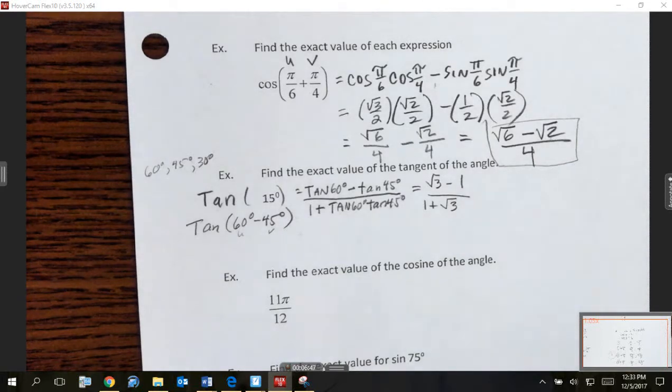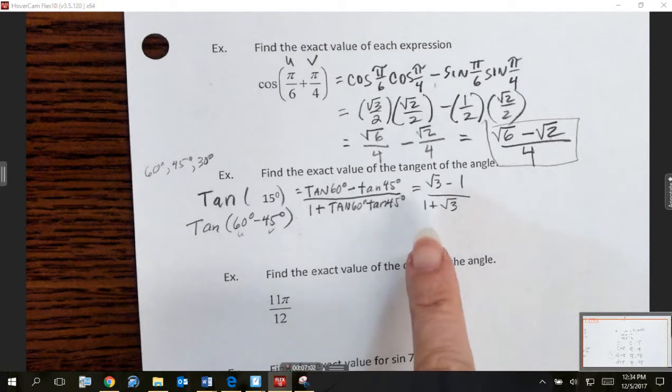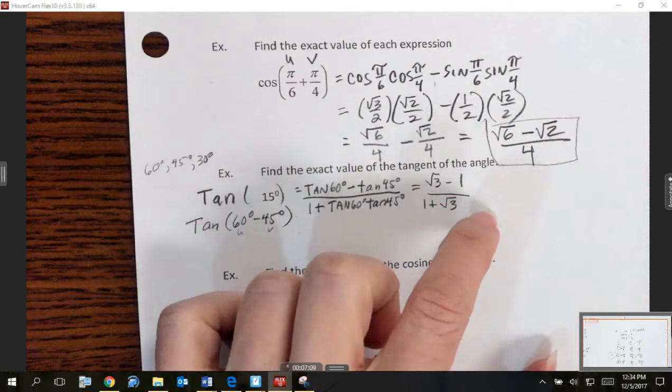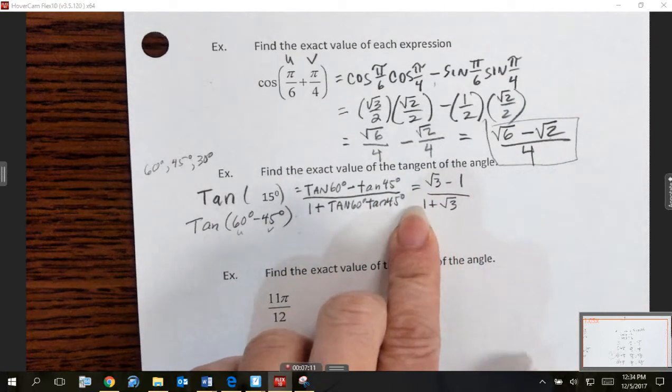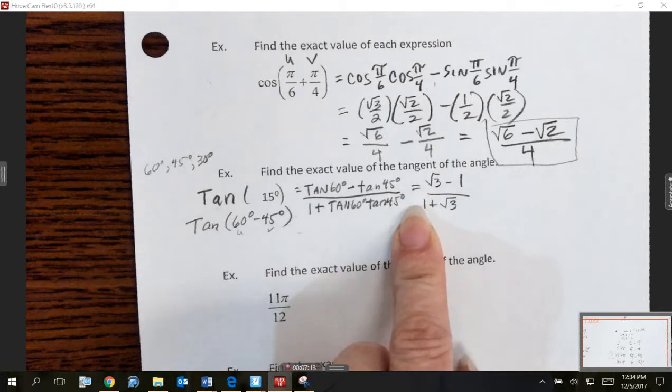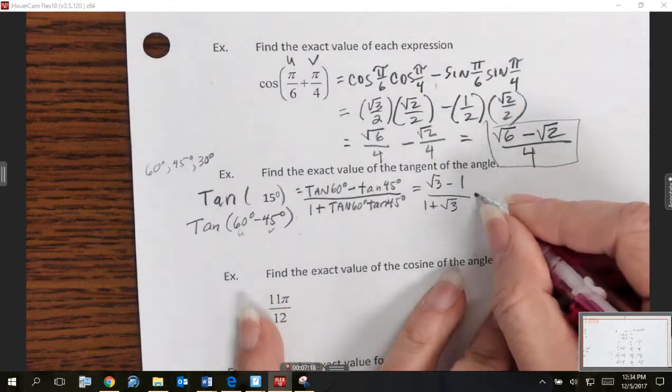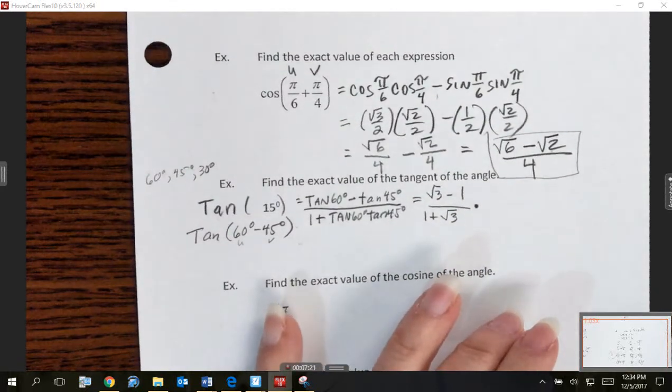So that should be our final answer, except we like to simplify things in math. So why is this one not simplified? There's a radical in the denominator. There's a binomial in the denominator. So if you try to rationalize by multiplying the top and bottom by square root 3, you distribute it to the 1 and it wouldn't cancel out. So you have to multiply by something else. Do you remember what you have to multiply by?